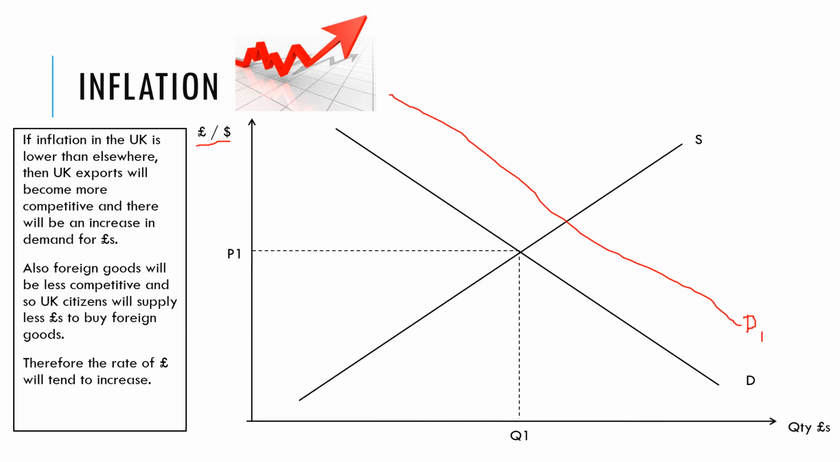We will also see that UK citizens will be less likely to buy stuff from the USA, so they're less likely to sell their pounds and convert them into dollars, so we'll see a reduction in supply. The combined effect of this is that we would expect to see an appreciation of the exchange rate to P2.